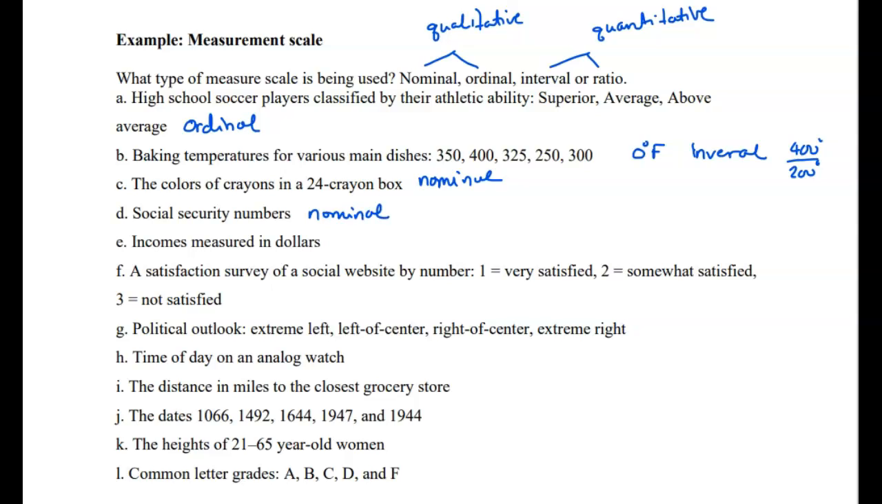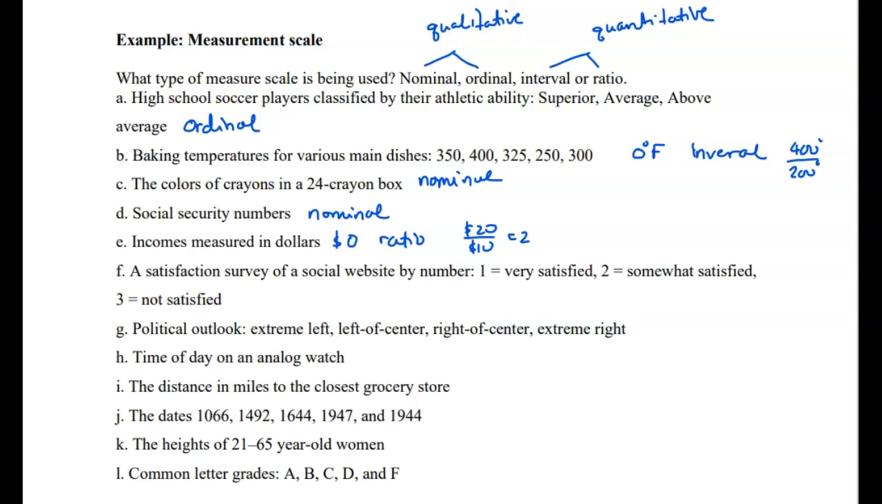E, incomes measured in dollars. This is a measurement, so it's either interval or ratio. Let's look at zero. If you have $0, this means you have none of this quantity, so this is ratio. Also, if you have $20 and I have $10 and you take this ratio, you have twice as much money as I do. And you go, oh yeah, that makes sense. So this ratio makes sense.